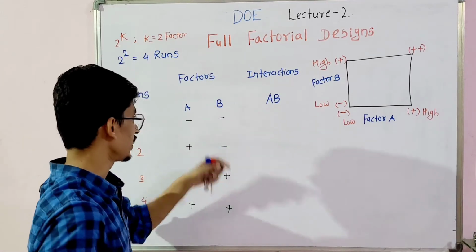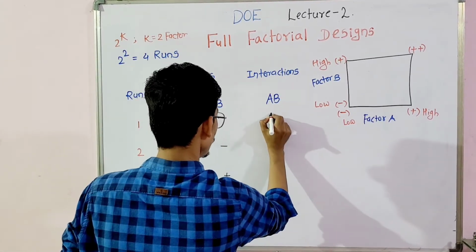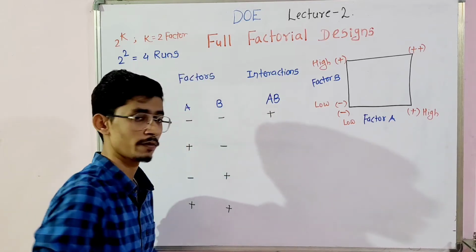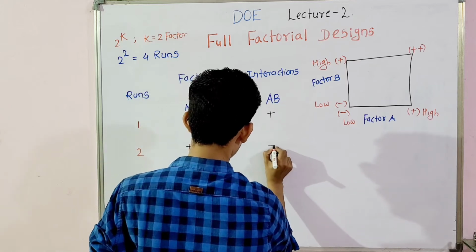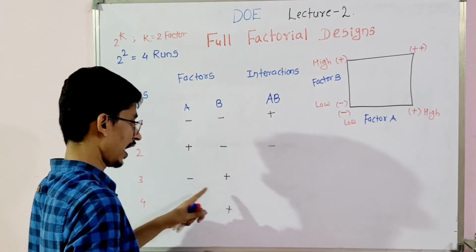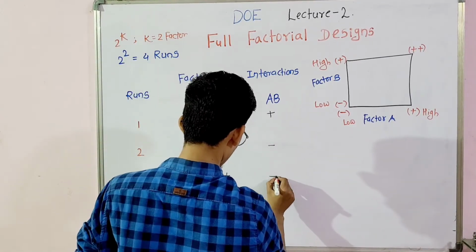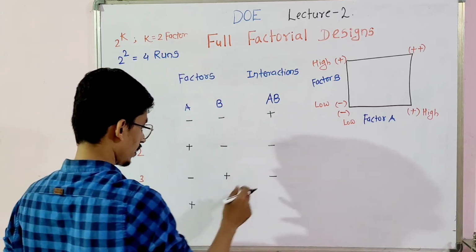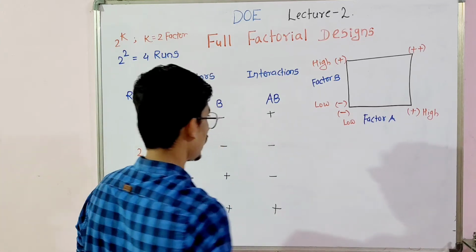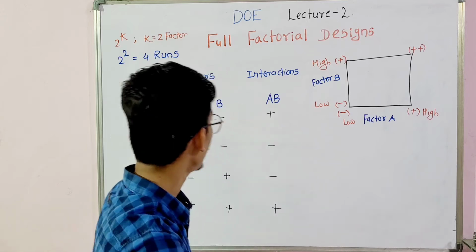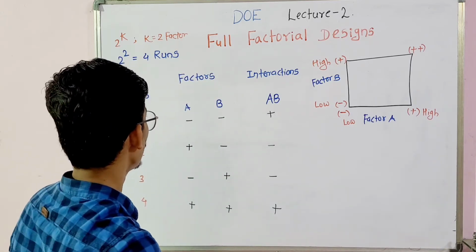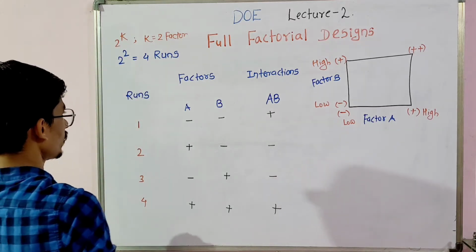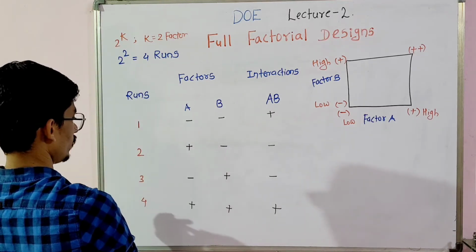So minus and minus, you can write here the combined effect is plus; plus, minus, the combined effect is minus; minus, or low level, high level, the combined effect is low level; high level, the combined effect is high level. So that is the interaction effect. This table is again important over here.